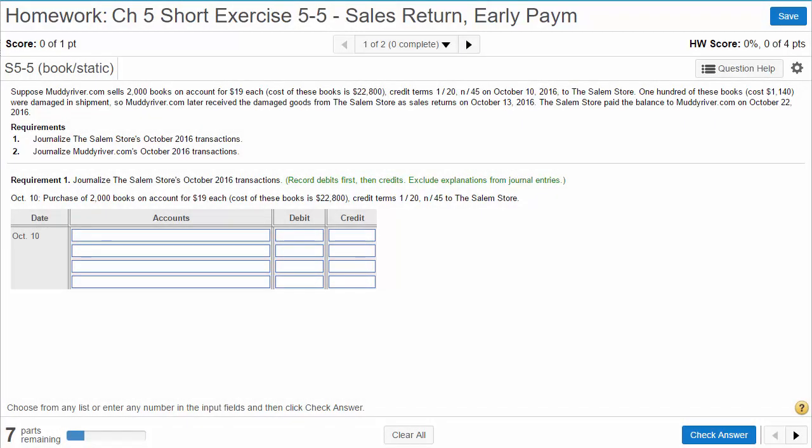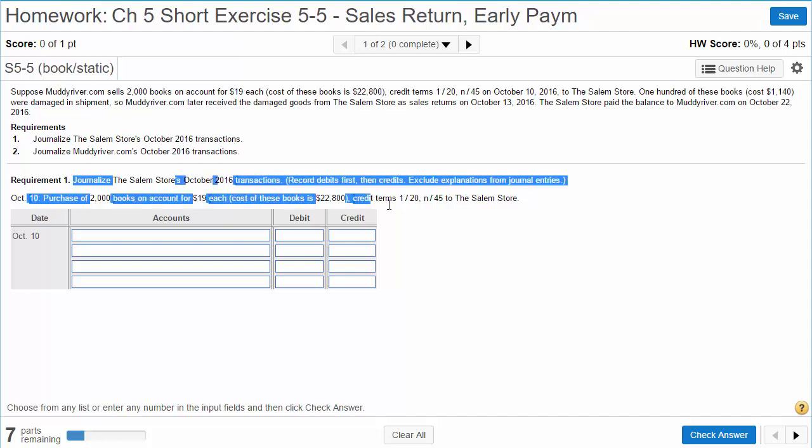Short exercise 5-5, sales return early payment. So what we're doing in this transaction is we're going to be journalizing the same transactions for both companies, for both Salem and for Muddy River. All right, so we're going to first journalize the Salem store's transactions.